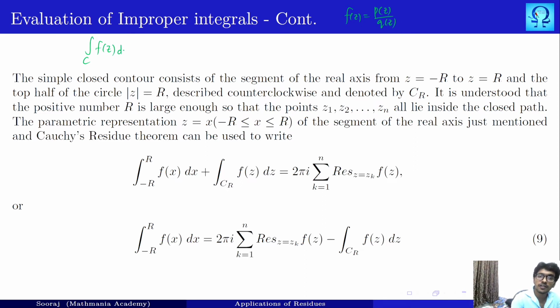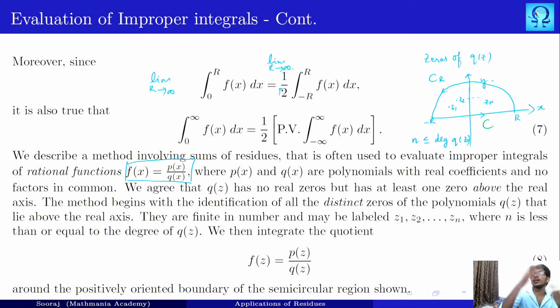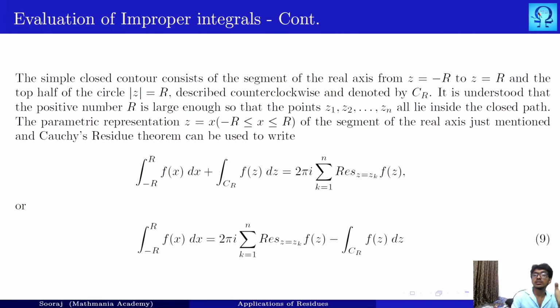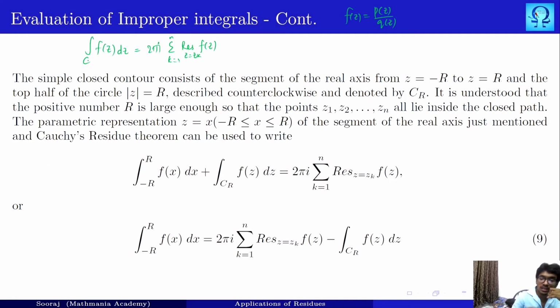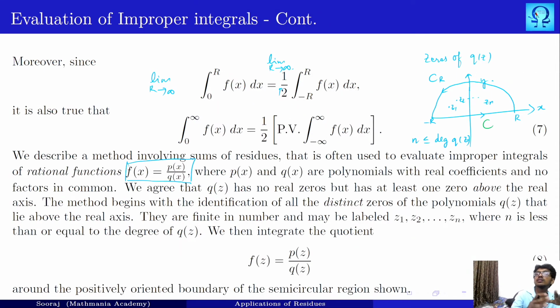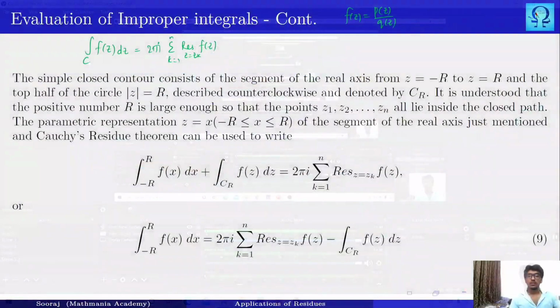Right? So the integral of f of z dz is 2 pi i times the summation of the residues, 1 to n, supposing I have n residues. Here we assume that there are n zeros which lie above the real axis. This entire contour C is now split into two things: one the semicircular path and the other the real line.